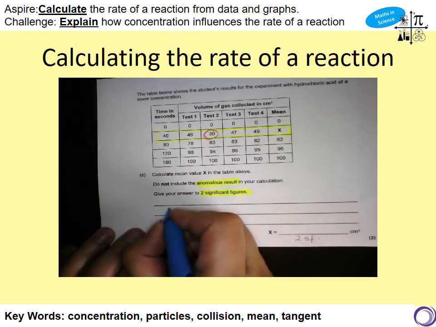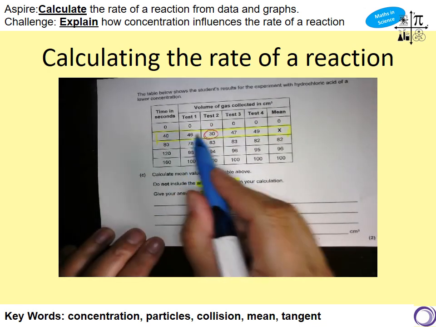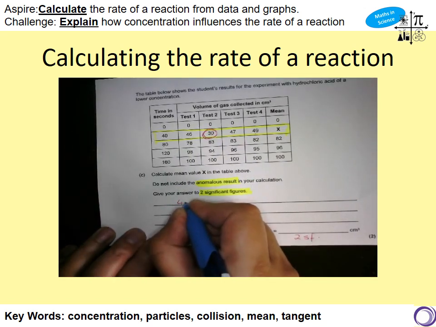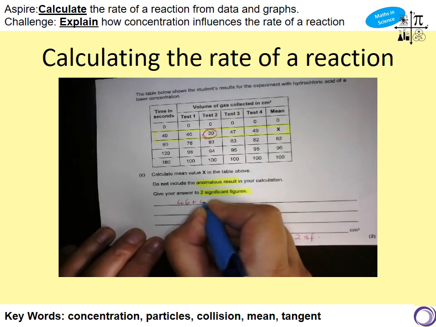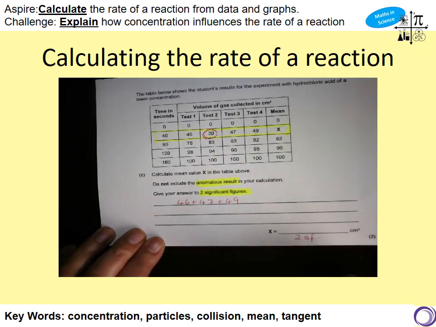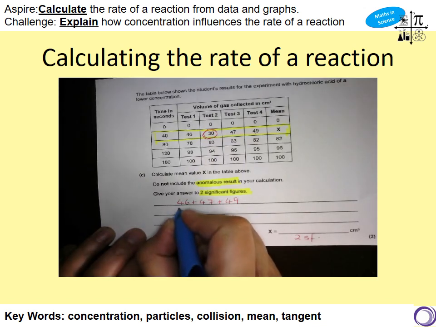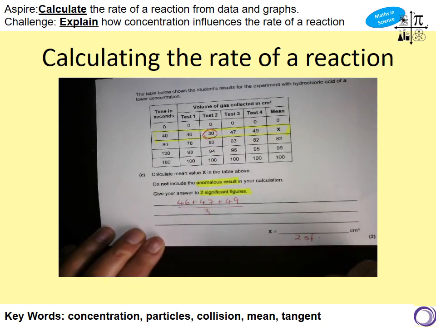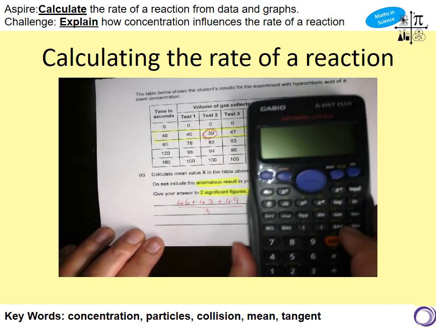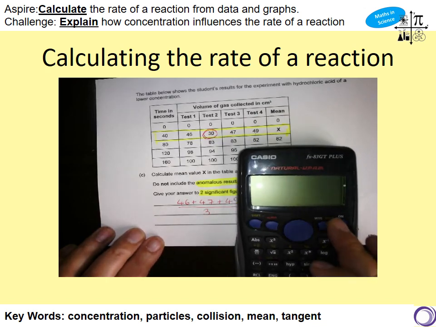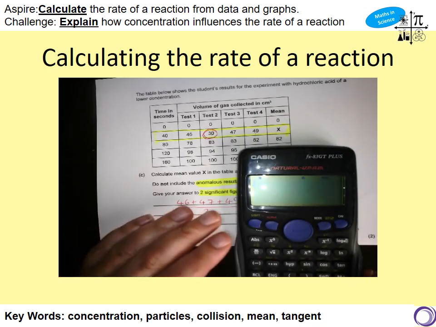So my mean will be the 3 results I am using. So we add those all together, 46 plus 47 plus 49, and I've added 3 things together. So to get the mean, I am then going to divide by 3. Now remember, this is a science exam. We always use our calculator. There are no extra marks for mental maths.